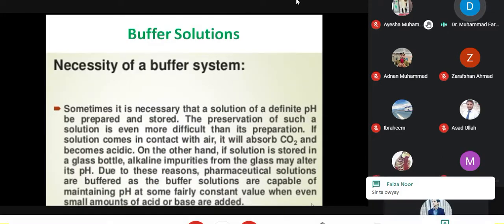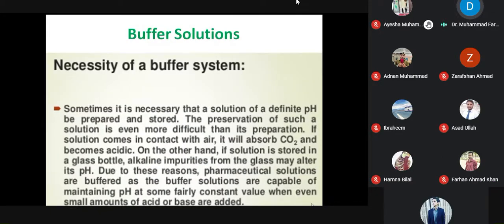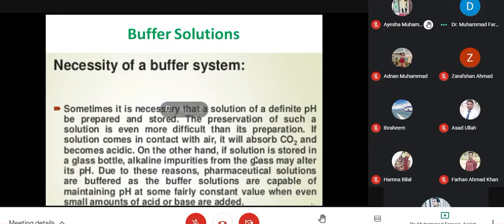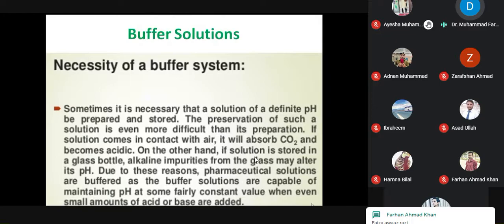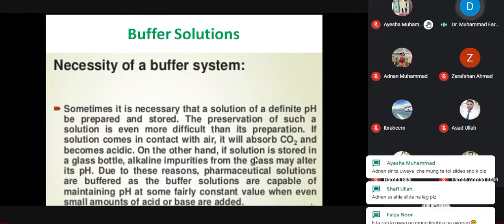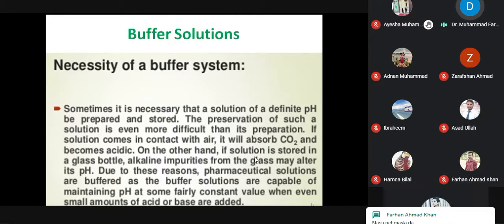Now, what is the necessity of a buffer solution? When we go for blood testing or drug formulation, we need a solution of a specific pH. Or when we synthesize our material, we need a solution of specific pH. So that's why we need a solution of specific pH.